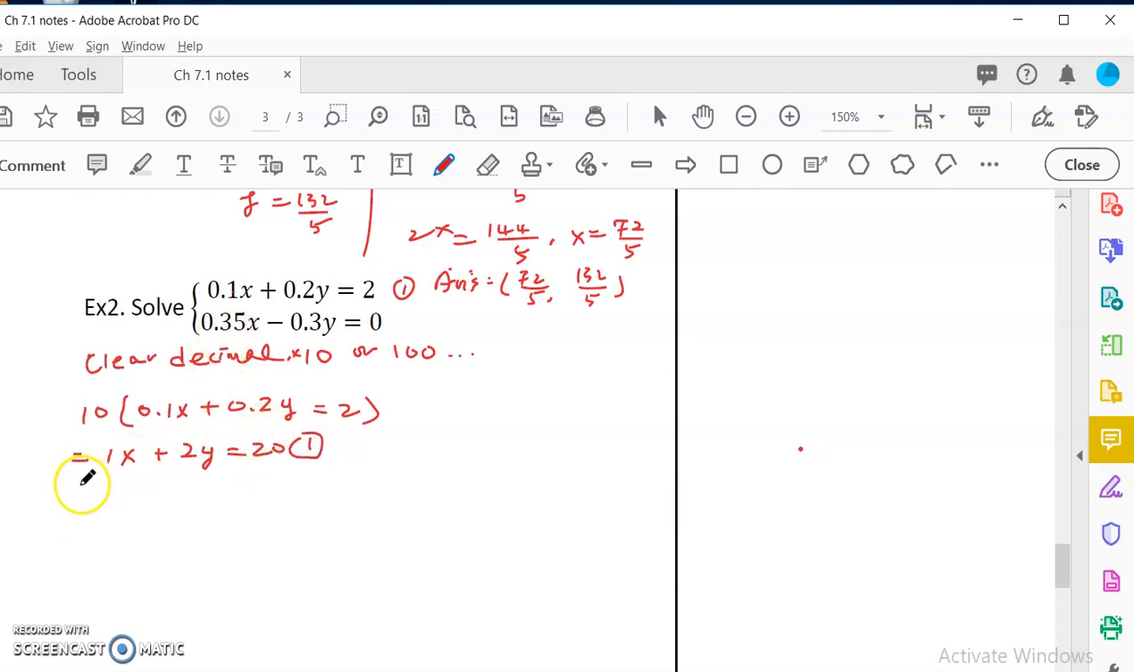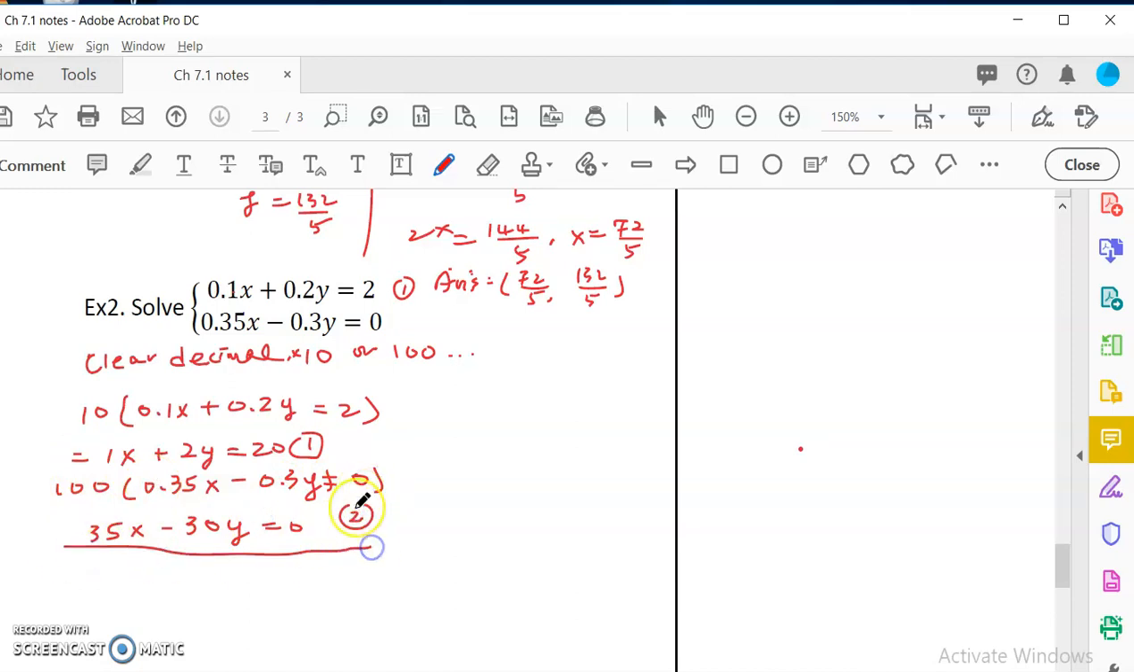And then for the second one, I multiply by 100 because I see one of them has 2 places. Although one of them has 1 place, you still have to multiply by 100 for all of them. So this becomes 35x, because 100 times moves 2 places, minus 30y, because if you move 2, you have to put a 0. It's still equal to 0. So this is the new equation 2.